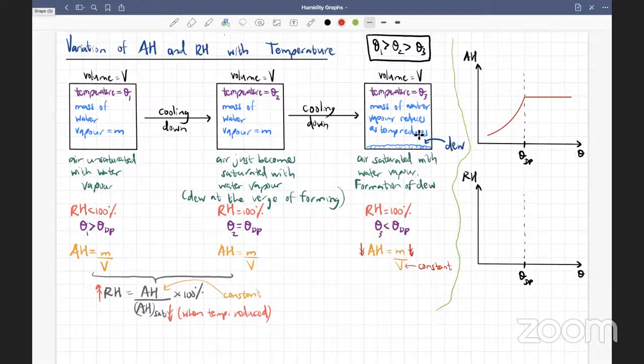This is how the curve will be, because AH reduces. If you want, we can just put here this part of the graph. This part of the graph is when your temperature is greater than dew point. When the temperature is greater than dew point, no dew.